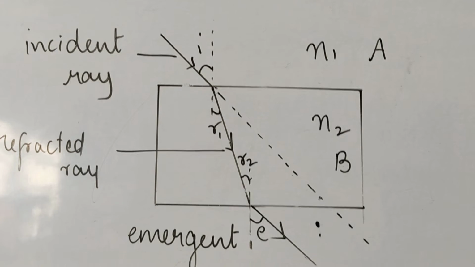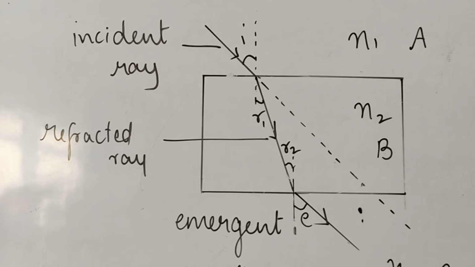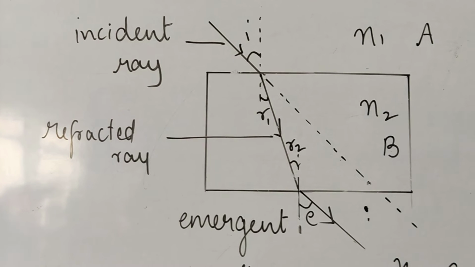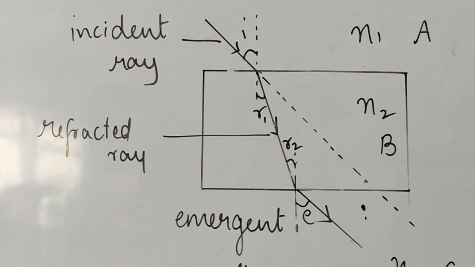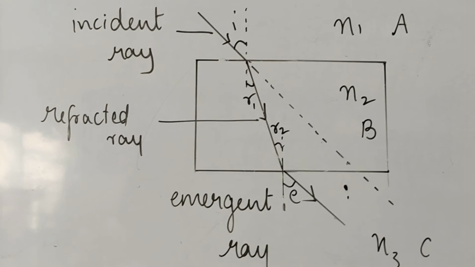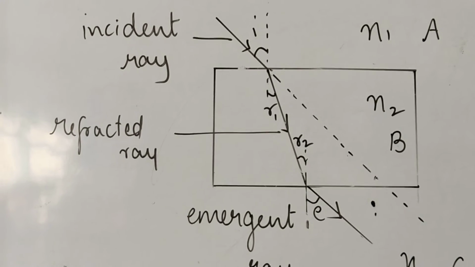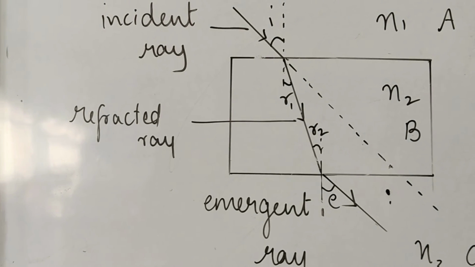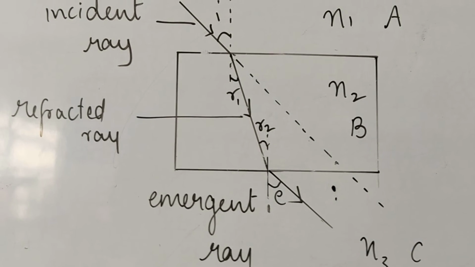Now let's recall, students. This is a diagram for refraction of light through a glass slab. So here, incident ray is lying in a medium A, where refractive index is N1, and refracted ray is lying in medium B, which is having refractive index N2 of glass slab material, and emergent ray is lying in medium C, which is having refractive index N3. Here in this case, I have assumed that N2 is denser than N1. So the ray will bend towards the normal. And N3 is rarer as compared to N2. So the ray will bend away from the normal.